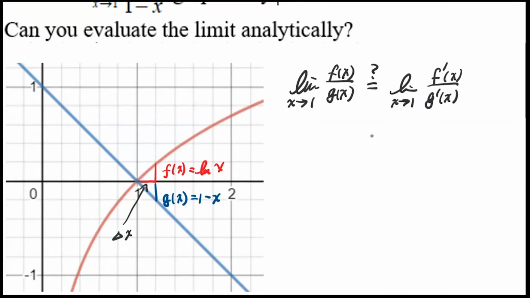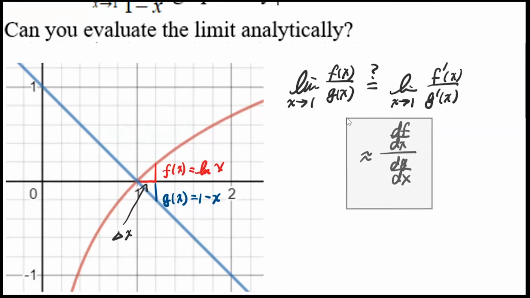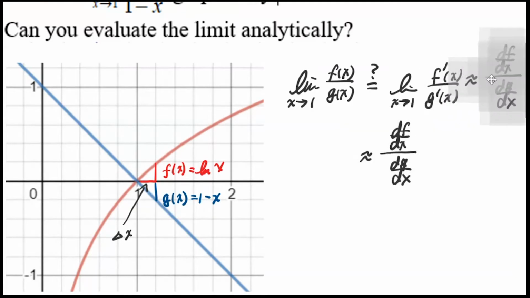Because it sure looks like df over dx over dg over dx now, doesn't it? And then after all, dx is canceled. You know what I'm saying? So that's the idea. For now, I'm going to show you how to use it. Then I'm going to actually prove this is the case, okay?